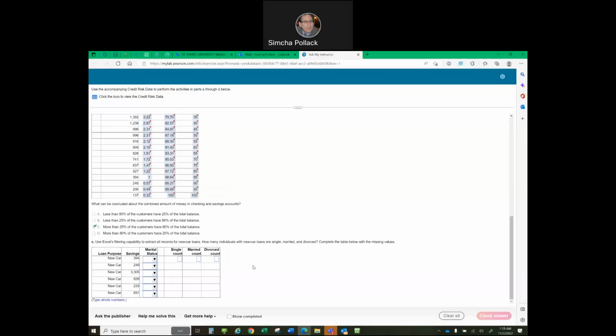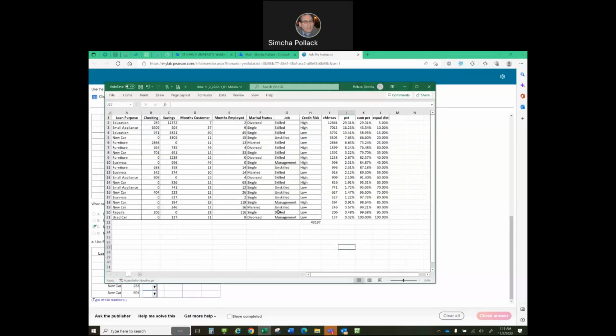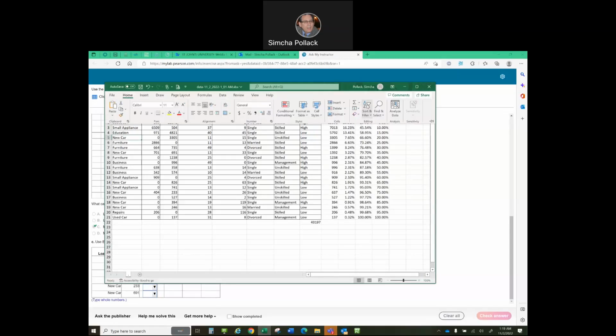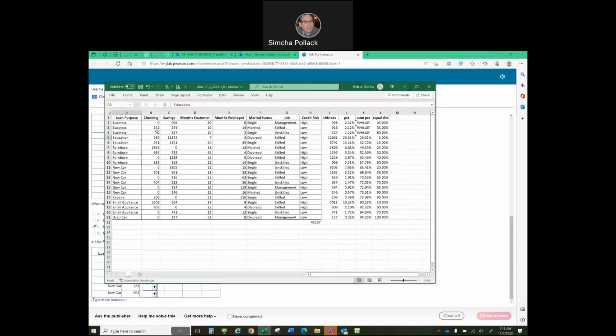Using Excel's filtering capability, extract all records for new car loans. How many new car loans are single, married, or divorced? New car loans. Let's sort alphabetically. The new car loans: single, married, or divorced. So 1, 2, 3, 4, 5 people are single, and 1 is married.